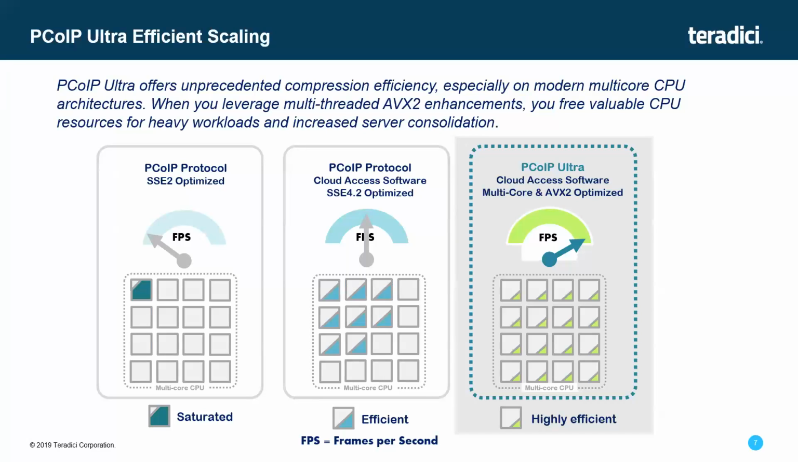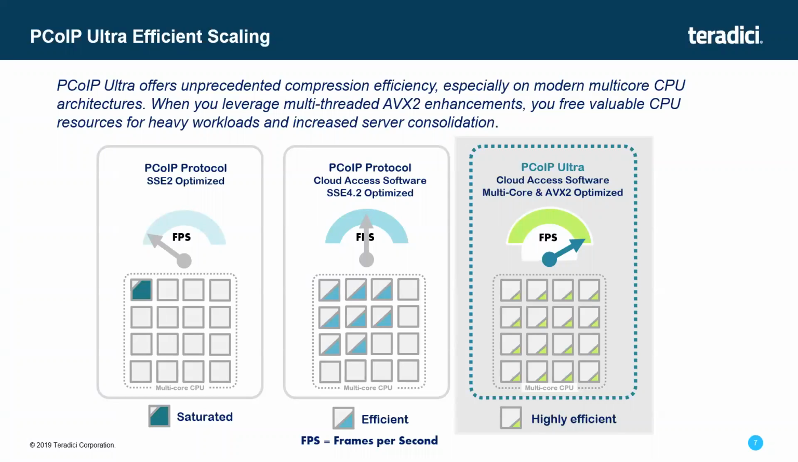So here we see the evolution of PCoIP in terms of scaling, right? In the SSE2 version of PCoIP, on the left there, it's single-threaded and it saturates one core. In a virtualized or a cloud environment, individual core performance tends to be low, but the number of cores tends to be more plentiful. So being single-threaded in that case was definitely not advantageous.